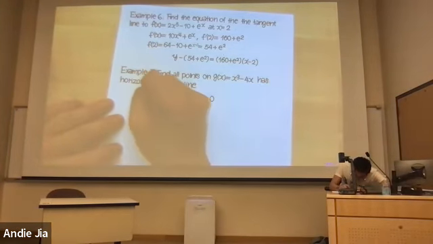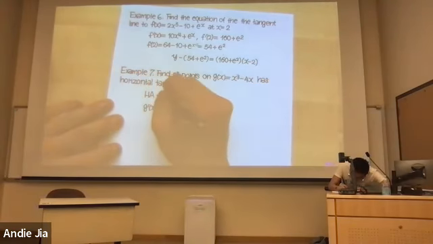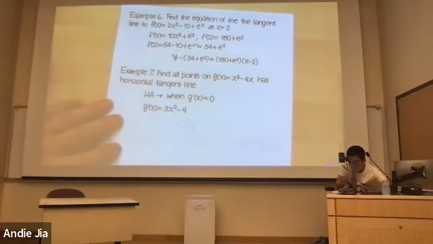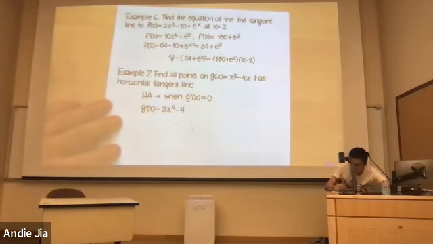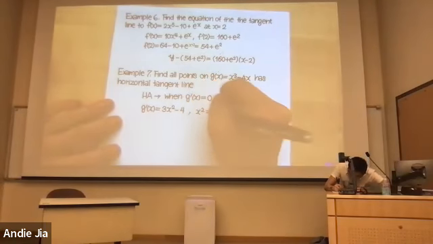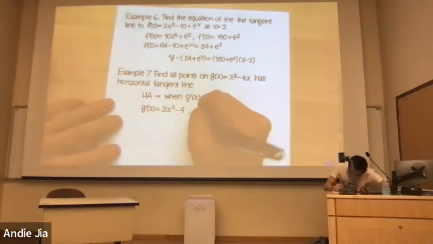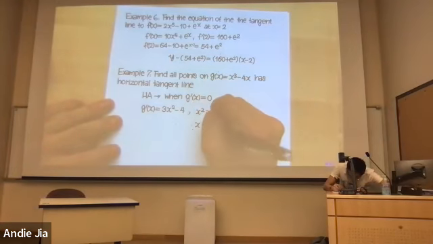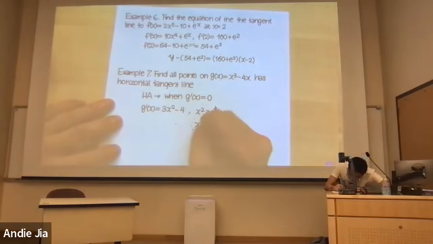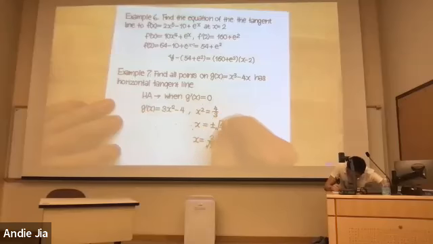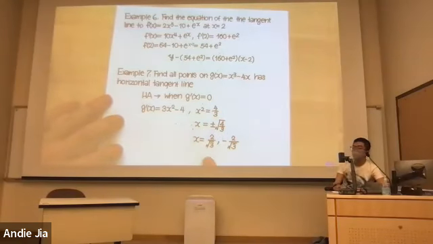So g prime of x is 3x squared minus 4. Then x squared is 4 over 3, so x equals plus or minus the square root of 4 over 3. So x equals 2 over the square root of 3 or minus 2 over the square root of 3. Those are the points where the line is horizontal.